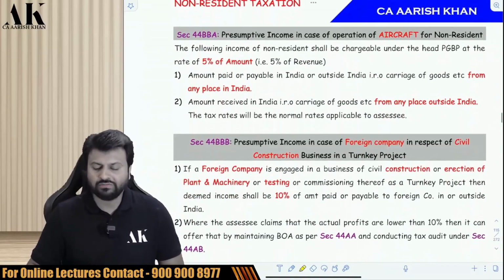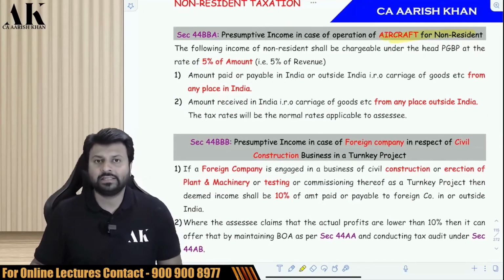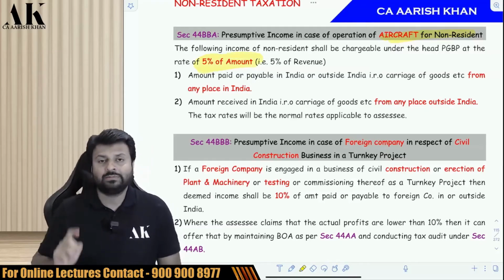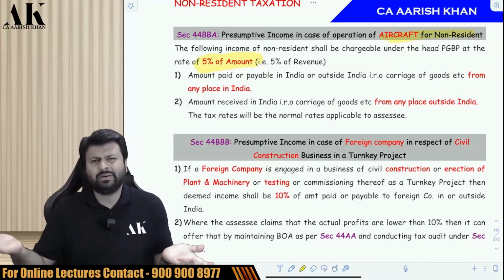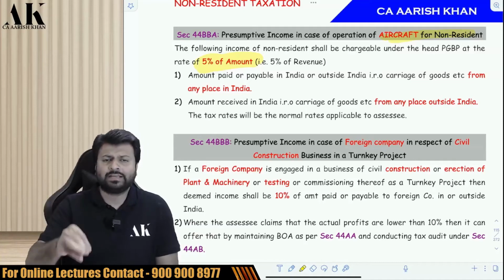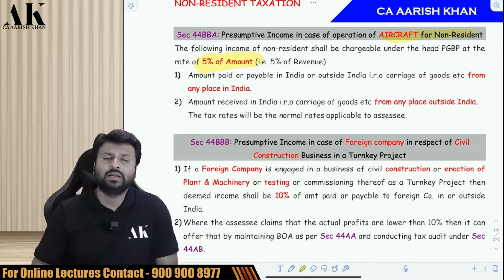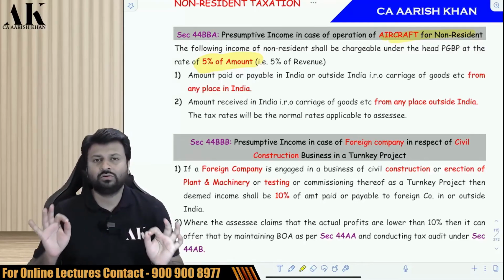Coming to the next section, which talks about non-resident aircraft business. If a non-resident is engaged in aircraft business, they will be deemed to have an income of 5%. This is income, this is not the tax rate. The tax rate will be the normal rate which is applicable to everyone. The way it is applicable to others, the same tax rate will be applicable to non-residents also. So this is not a tax rate, this is deemed income. So the non-resident aircraft business will be subject to 5% deemed income.